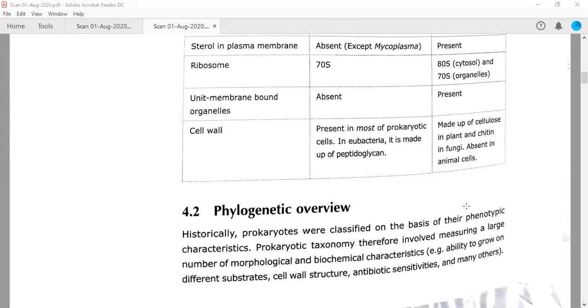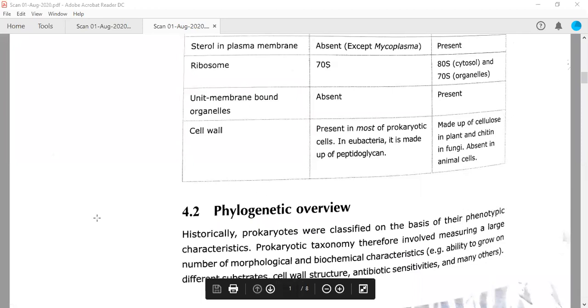If this is clear, now there is a phylogenetic overview, how we can classify all the organisms on Earth into three domains of life. So historically, prokaryotes were classified on the basis of their phenotypic characteristics. Initially, when Whittaker gave the 5-kingdom classification system, he classified them in terms of their phenotypic characteristics. Now the prokaryotic taxonomy therefore involved measuring a large number of morphological as well as biochemical characteristics.